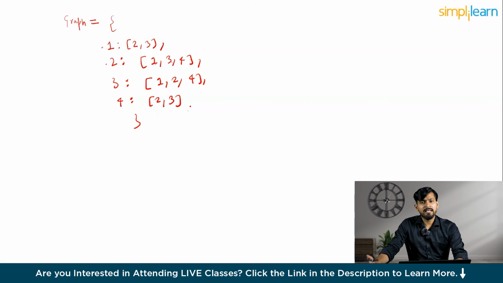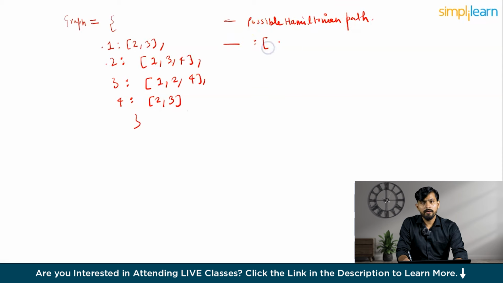Now this graph contains several Hamiltonian paths. A Hamiltonian path is a path that visits each vertex exactly once. So for example, a possible Hamiltonian path in this scenario could be 1, 2, 4 and 3. So we are going to start with vertex 1, then travel to vertex 2, then to 4 and then to 3.